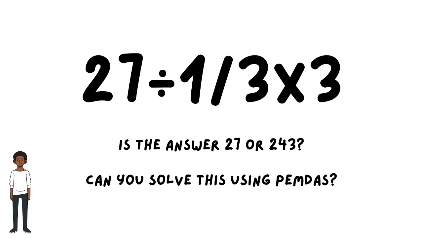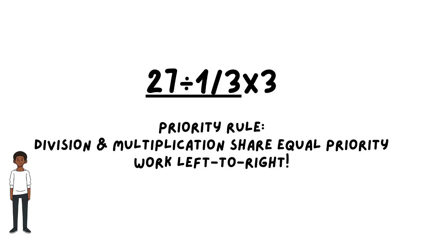Welcome back. Today we're calculating this viral order of operations problem, 27 divided by 1/3 times 3. Many people get tricked by the fraction and multiply first, but let's break it down step by step, using standard mathematical rules. In this expression, we have division and multiplication.